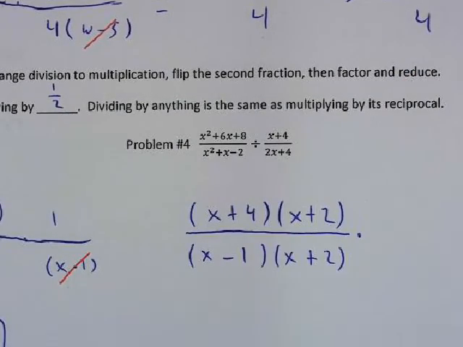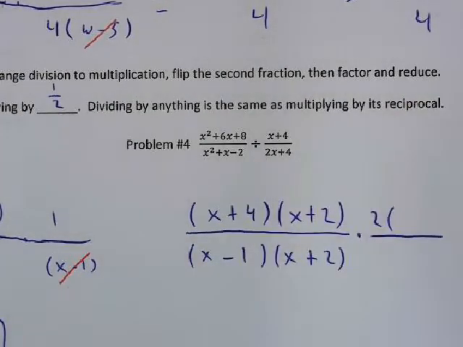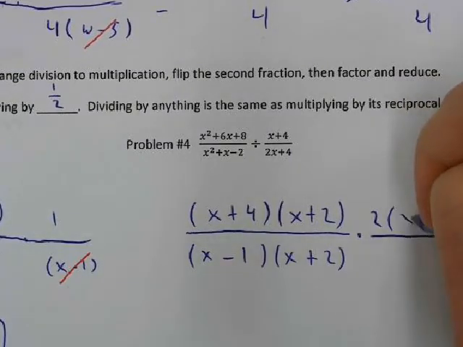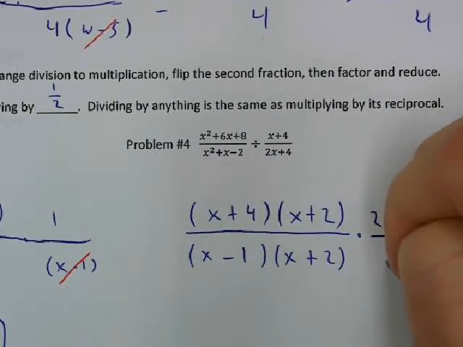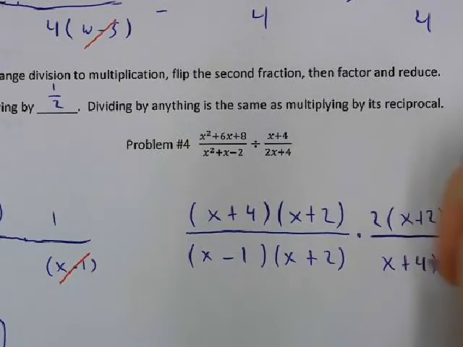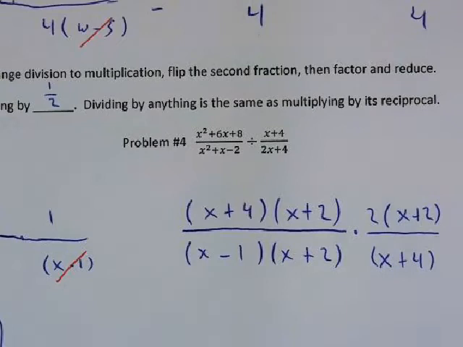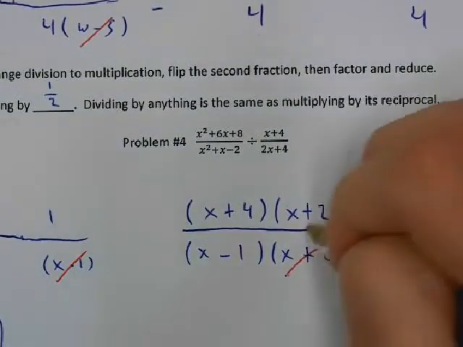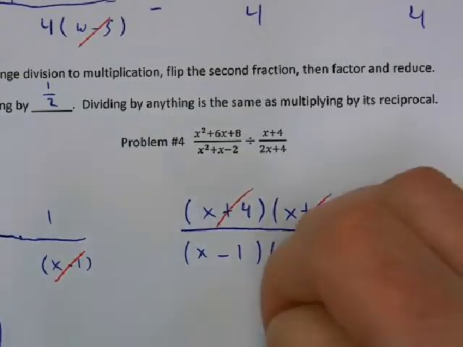All right, times, and then I want to flip the second fraction. Okay, well, if we flip this, I'd have 2x plus 4 on top, but we also want to factor that. So if I factor this, I can take out a GCF of 2, which would leave me with x plus 2. Okay, and on the bottom, we got x plus 4. So we flip the second fraction and everything is factored, and now we just want to see what we can reduce. I've got an x plus 2 and an x plus 2. I've got an x plus 4 and an x plus 4. And then what's left? Well, I've got the 2 times x plus 2 on top.